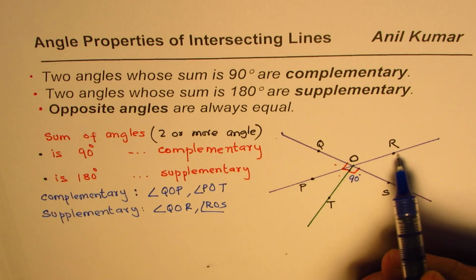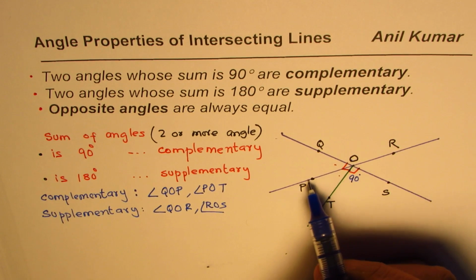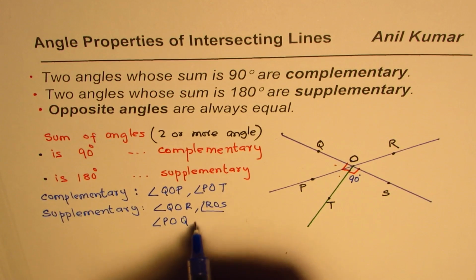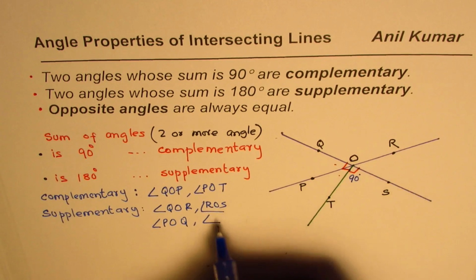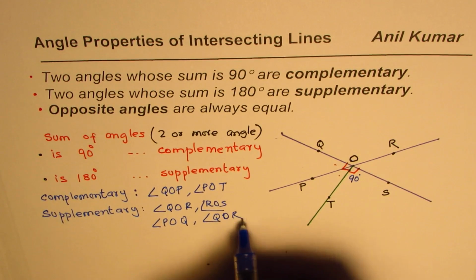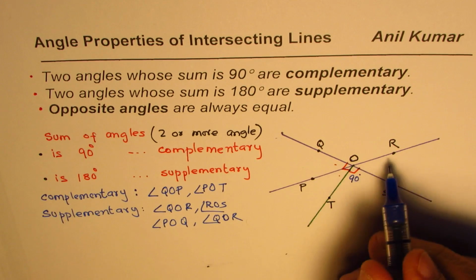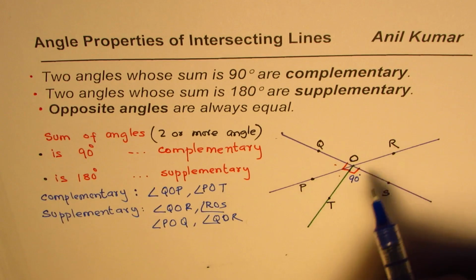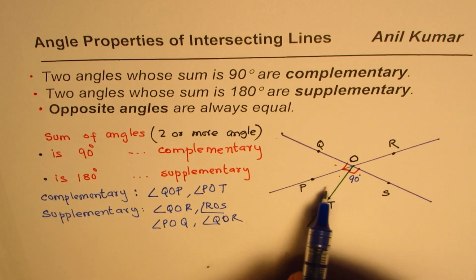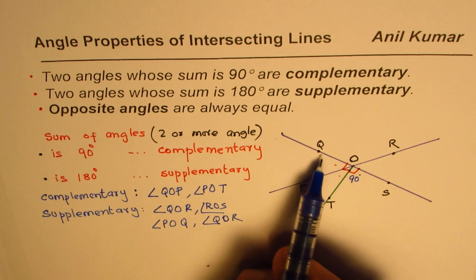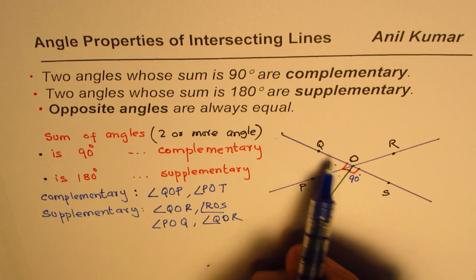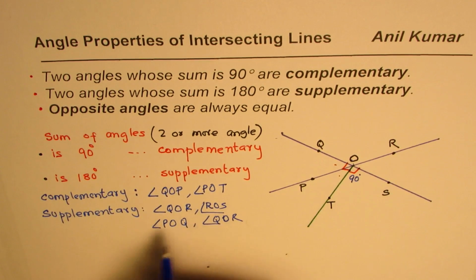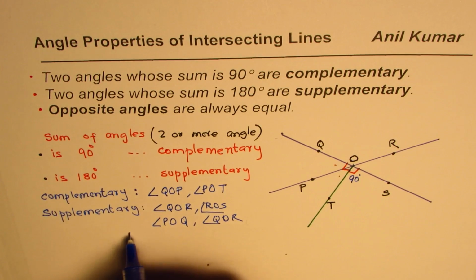This is also a straight line. So all angles like POQ and QOR, that will combine to make 180 degrees. So that forms a set of supplementary angles. How about any other line? Okay, if we talk about this line from that side, then we get QOP, POT and TOS. So that also forms supplementary angles.